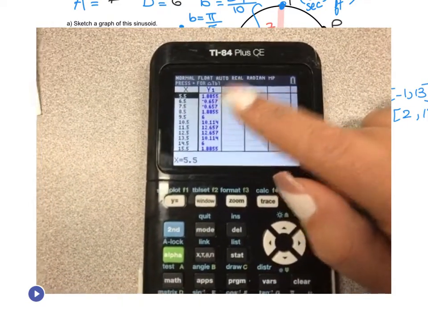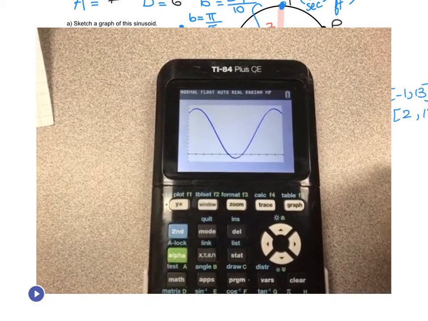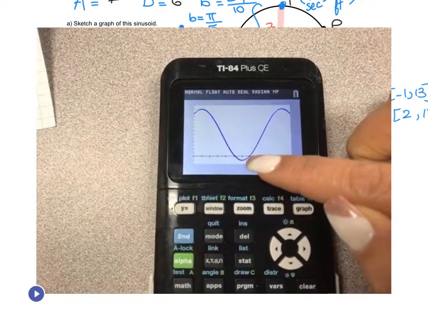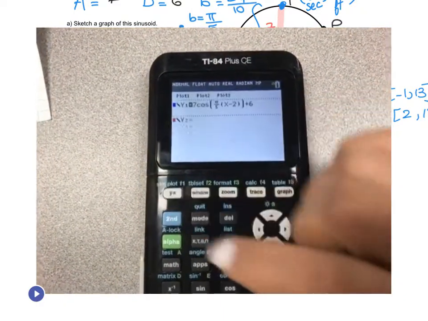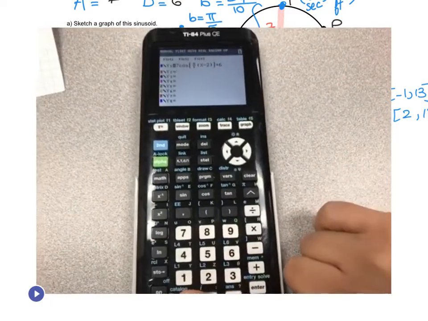Now to find D, they're asking for the time when this first reaches the water. So when it dips in, and then when it first reaches the water after it dips in, okay? So let's go to y equals, and that means then when y equals 0.